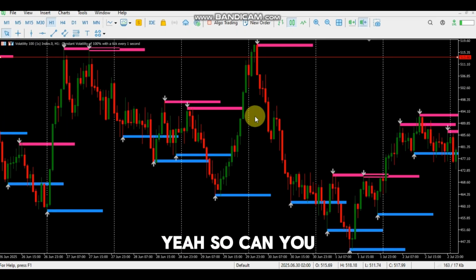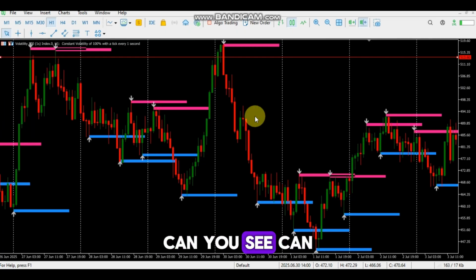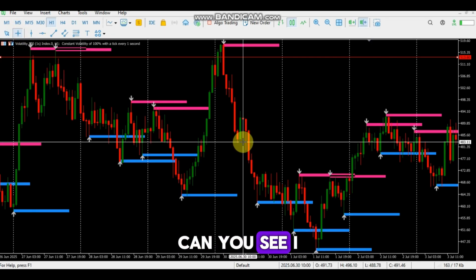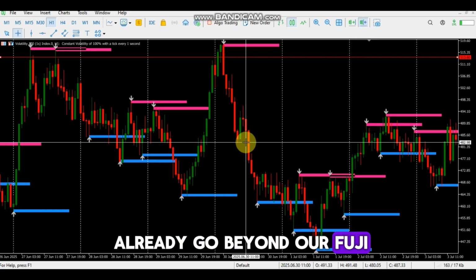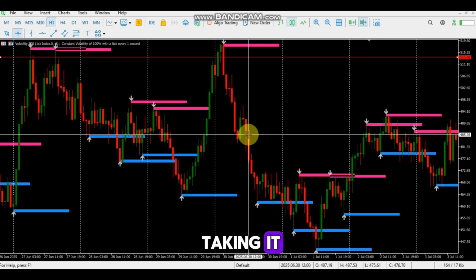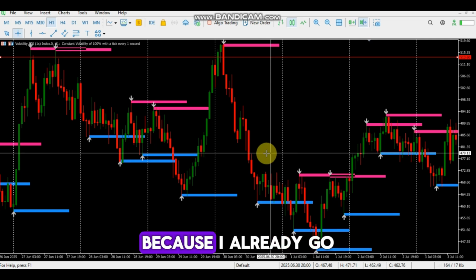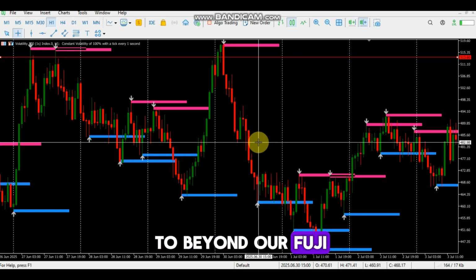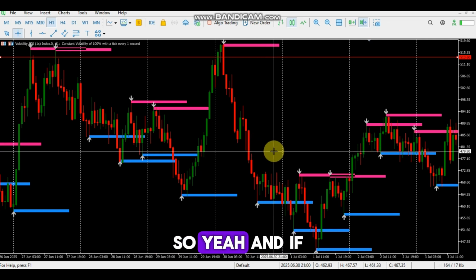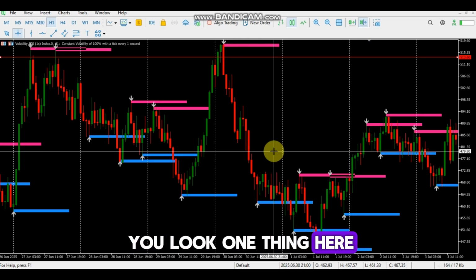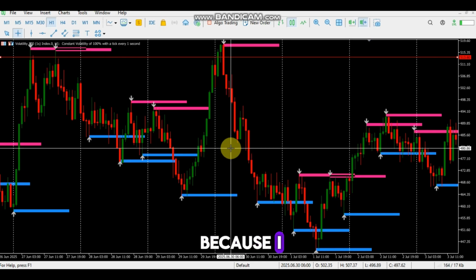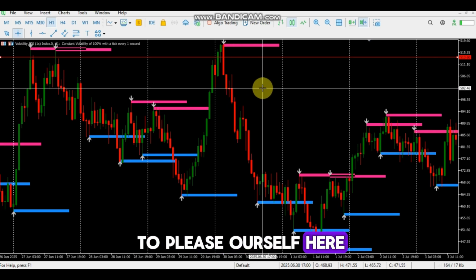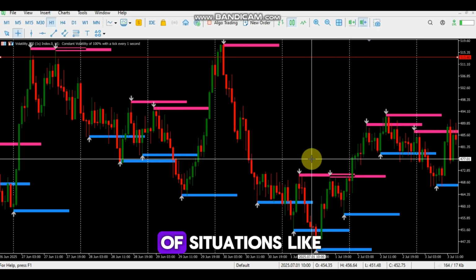This is exactly what I told you then. I'm supposed to have placed this right here, but because the seller has already gone beyond our FVG, that's the reason why we are not taking it. Because it already went beyond our FVG. And if you look at one thing here, in this kind of situation, because we were not able to place our sell here, we won't take the trade.